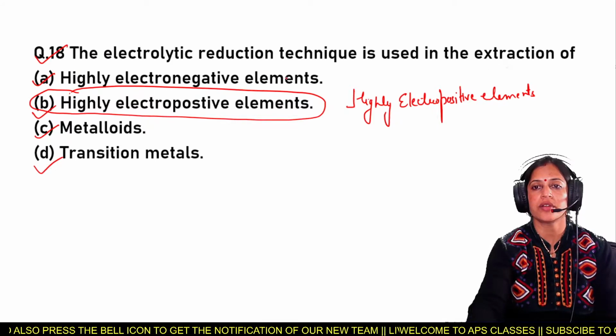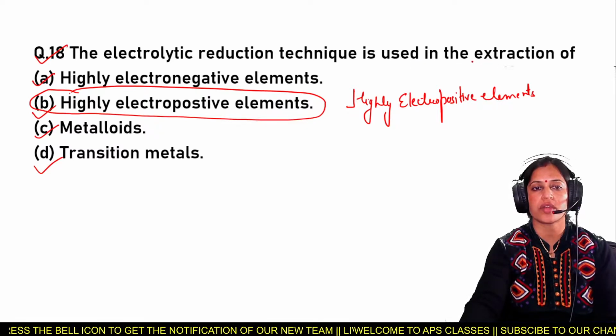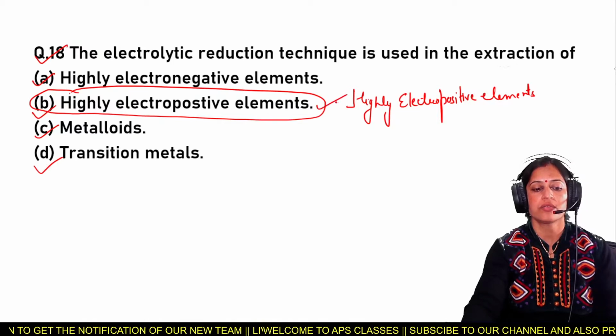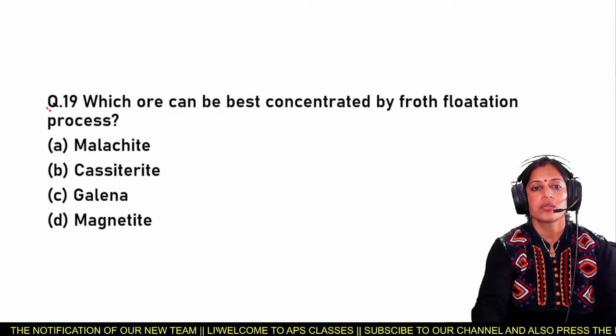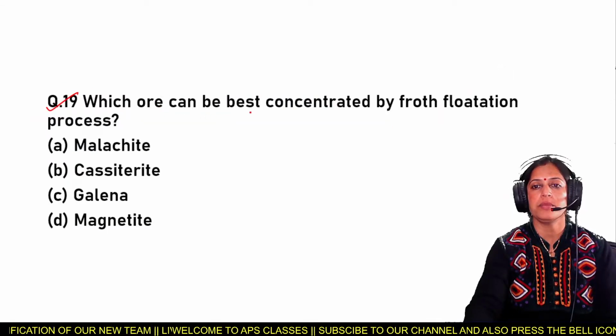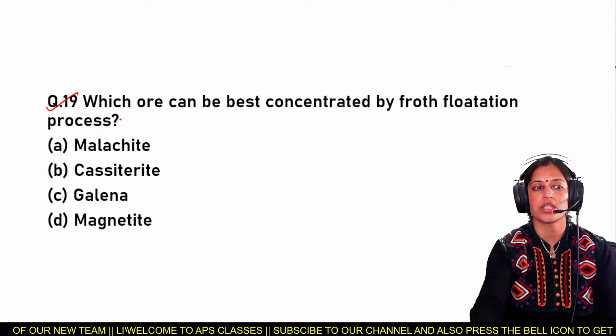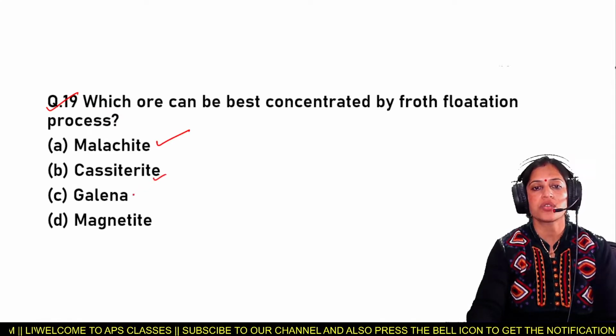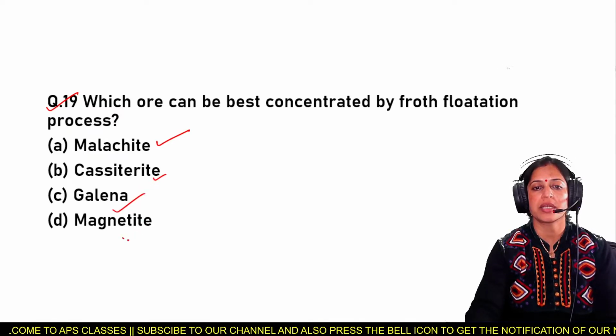And the electrolytic reduction is used in the extraction of highly electropositive elements. So this is the right answer. Question number 19. Which ore can be best concentrated by froth flotation process? Options are A, malachite; B, cassiterite; C, galena; and D, magnetite.